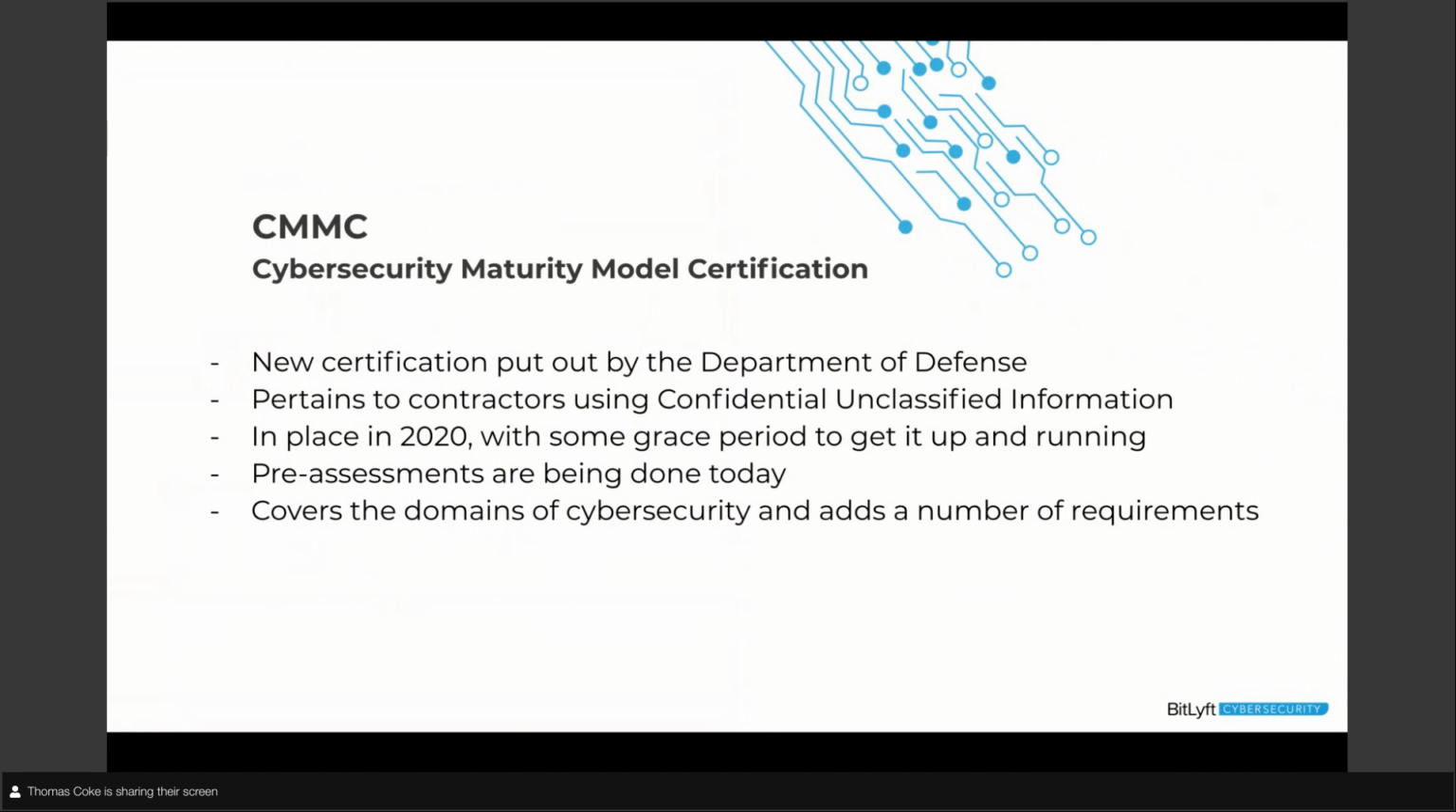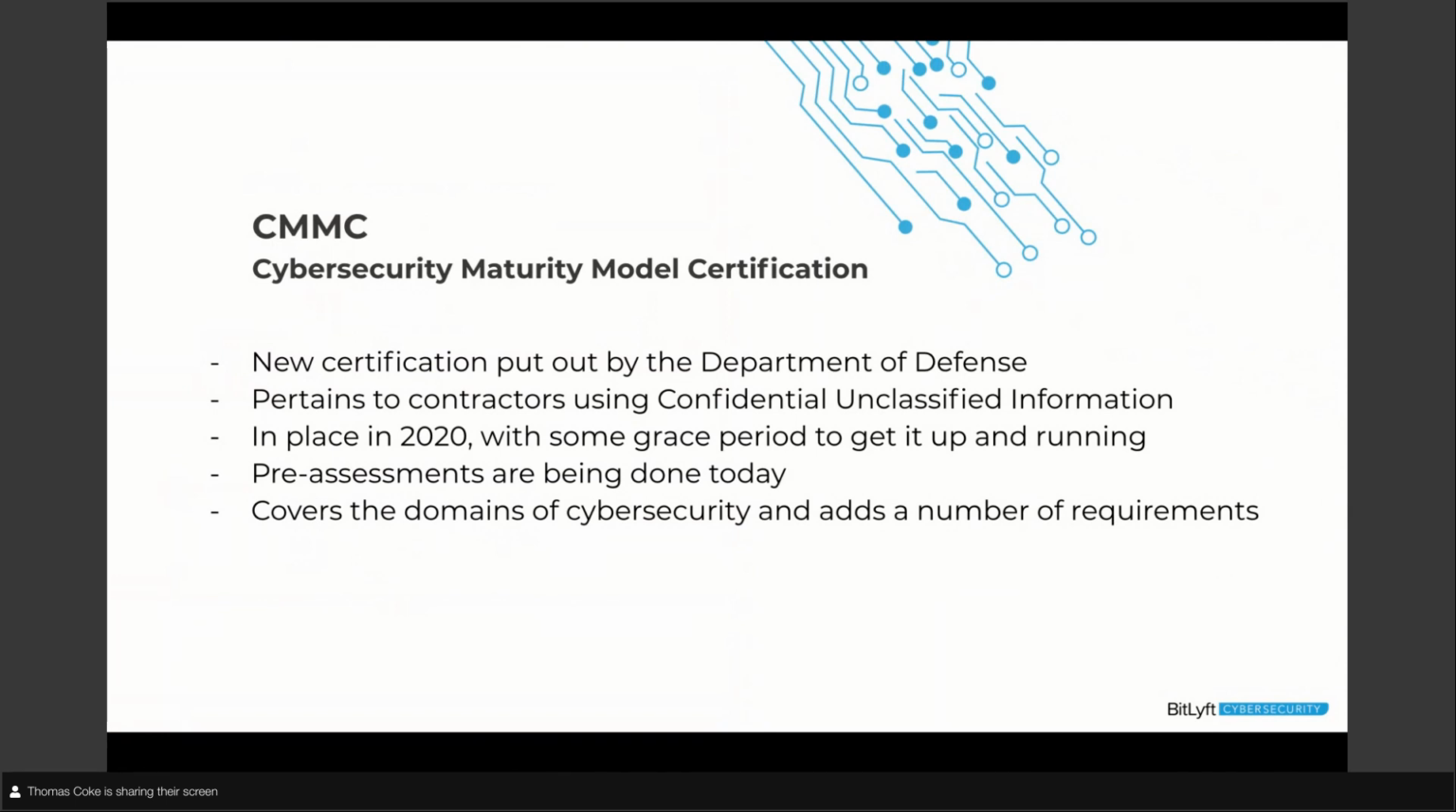So we at BitLift actually work with a number of Department of Defense contractors, mostly in the aerospace industry today, and they've actually gone out and brought in these outside assessors who are applying to be the official assessors, saying, here's what you need to have in place, here's what you need to know. And that's being done outside of our client base as well, and other defense contractors I've talked to.